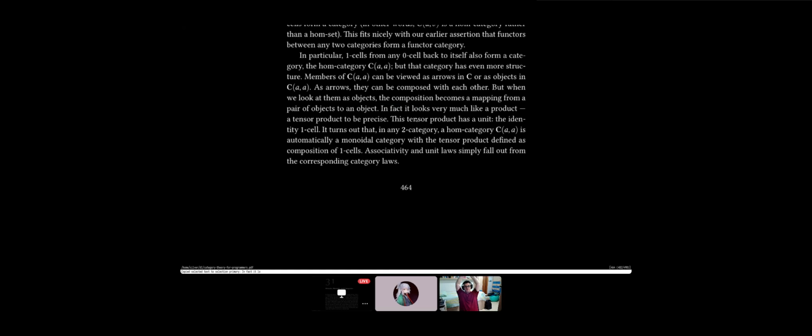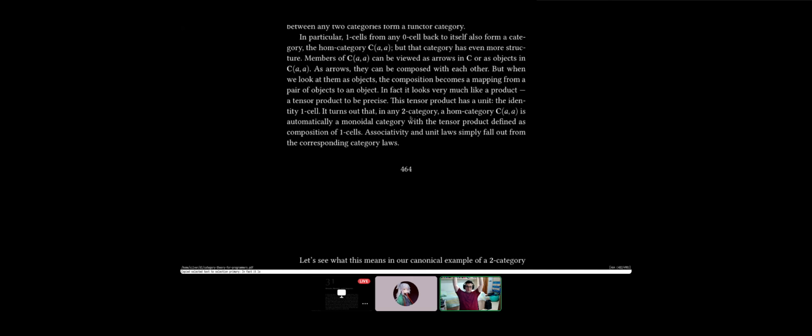It turns out that in any two category, a home category CAA is automatically a monoidal category with the tensor product defined as composition of one cells. Well, that makes sense because the one cells are basically treating the morphisms, right? So they can be composed.